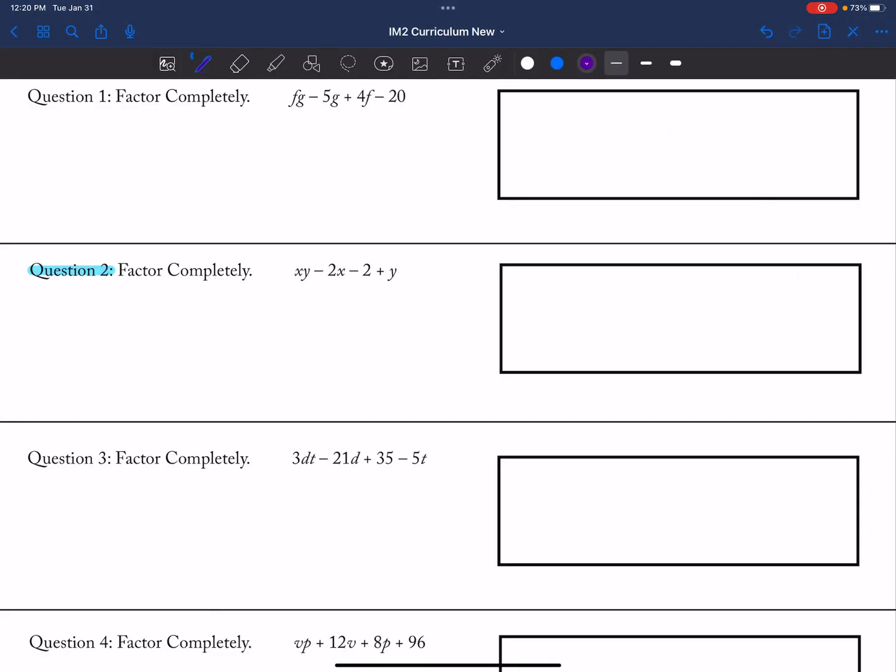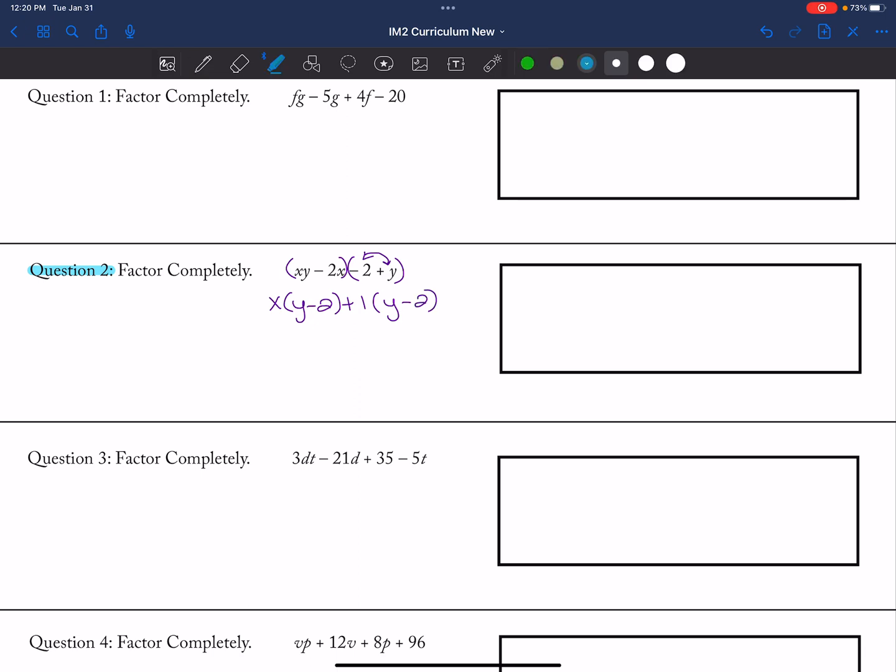All right, so let's go ahead and take a look at the every other even questions. Okay, so the first thing is we're going to group these. And when I factor out an x, I'm left with a y minus 2. Now if I rearrange these, I would also have a y minus 2. So I can factor out just 1, instead of a negative 1, and I'm left with y minus 2.